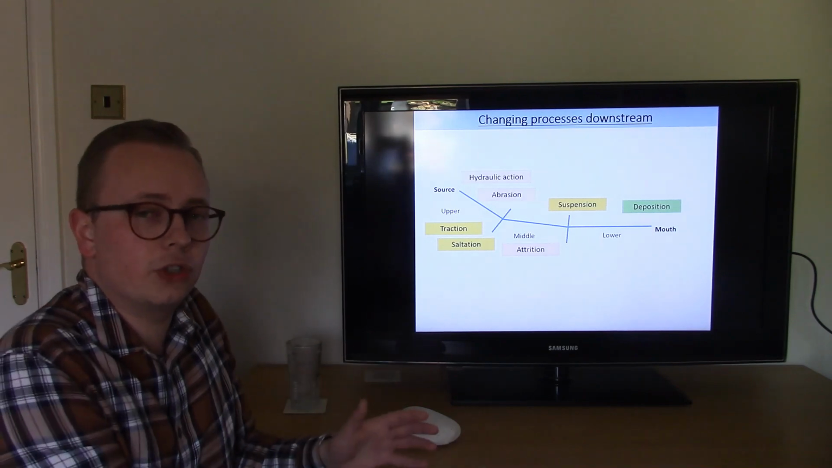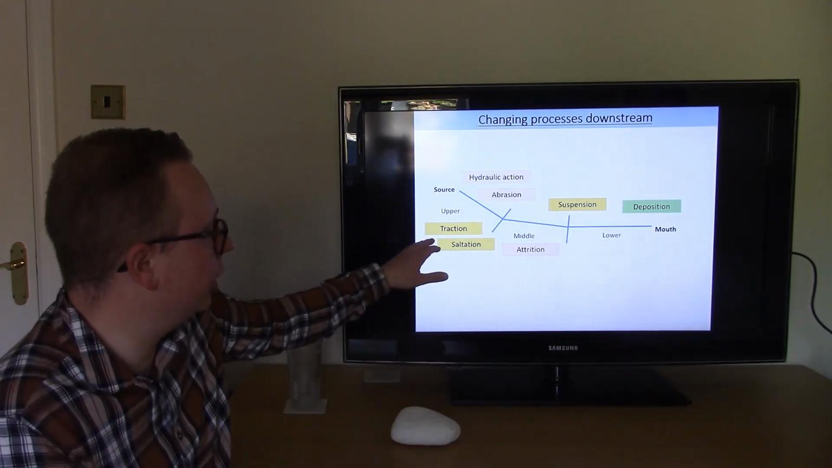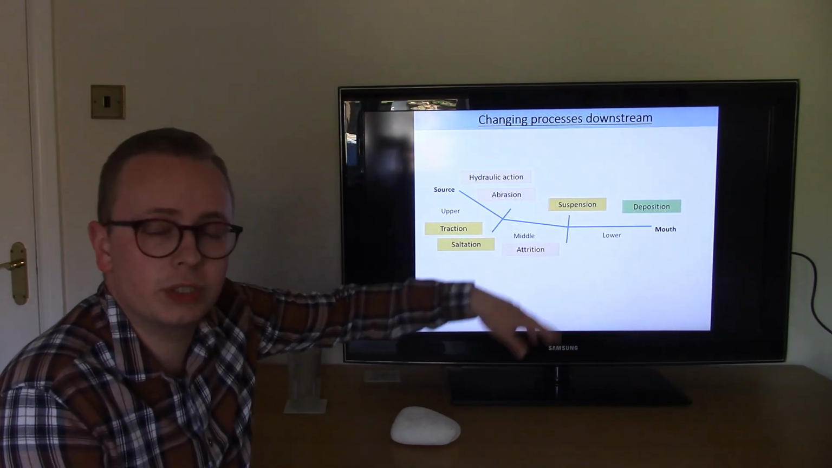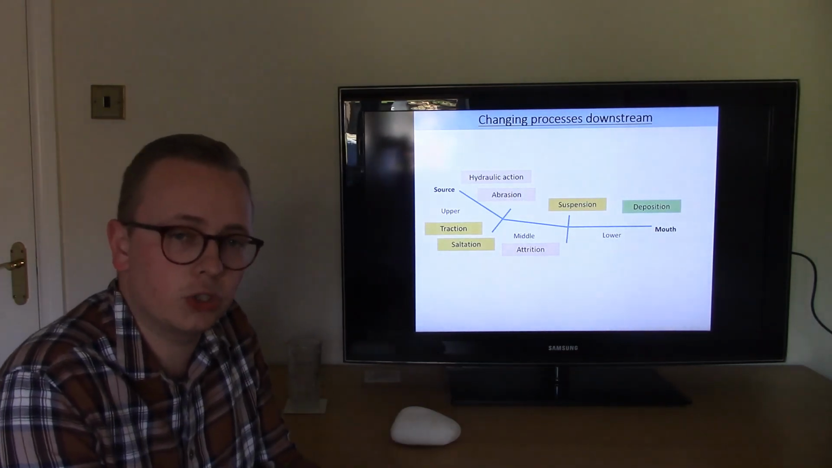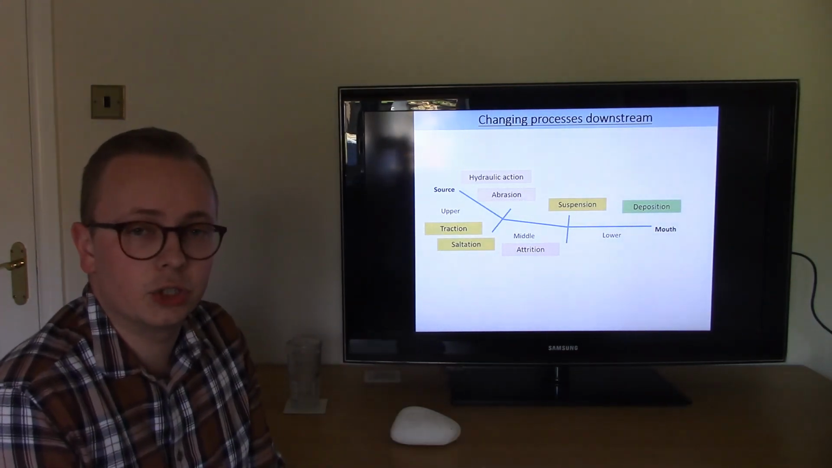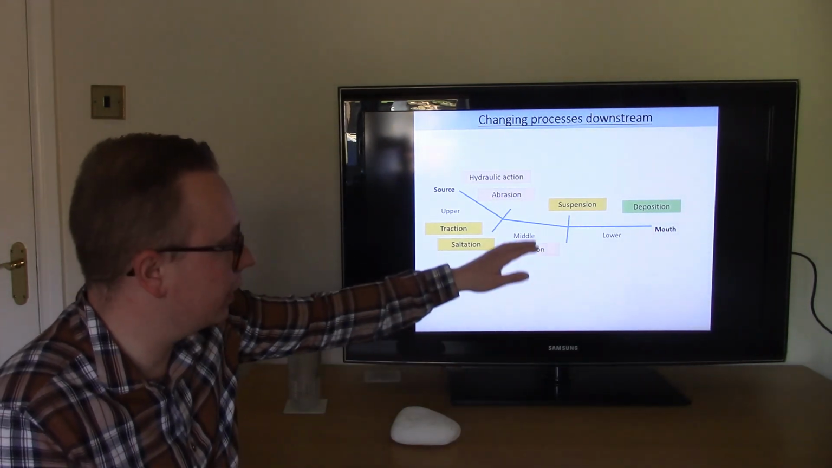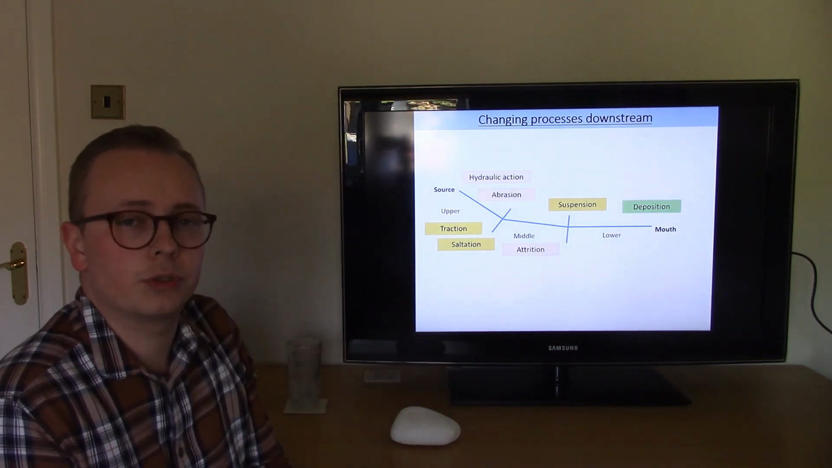Transportation also changes downstream. Because the material is much larger in the upper course, we see a lot more traction and saltation taking place there. By the time we get to the lower course, where sediment has been travelling a much longer period of time in the river, it's much smaller, and so by now lots of it will travel in suspension. And deposition most commonly taking place in the lower course where it reaches the sea, where the energy level drops.